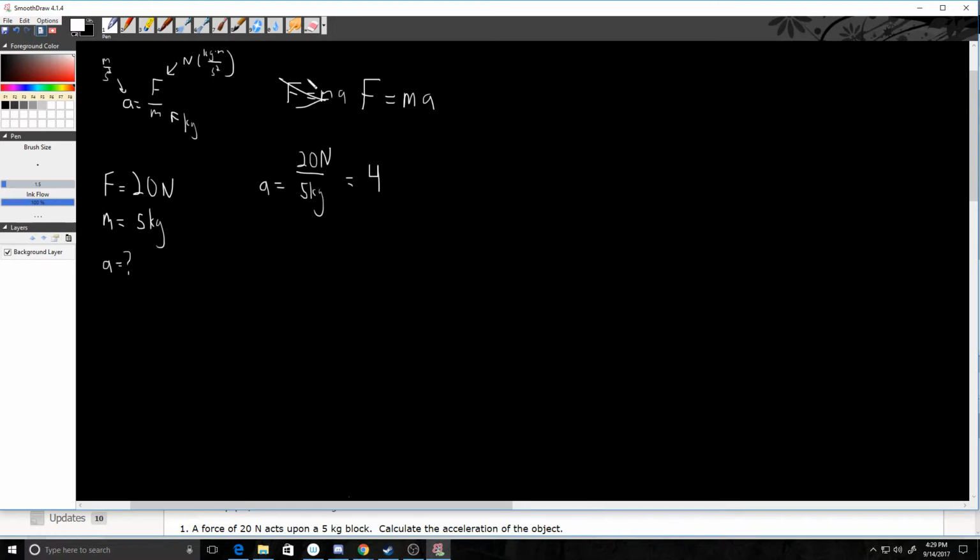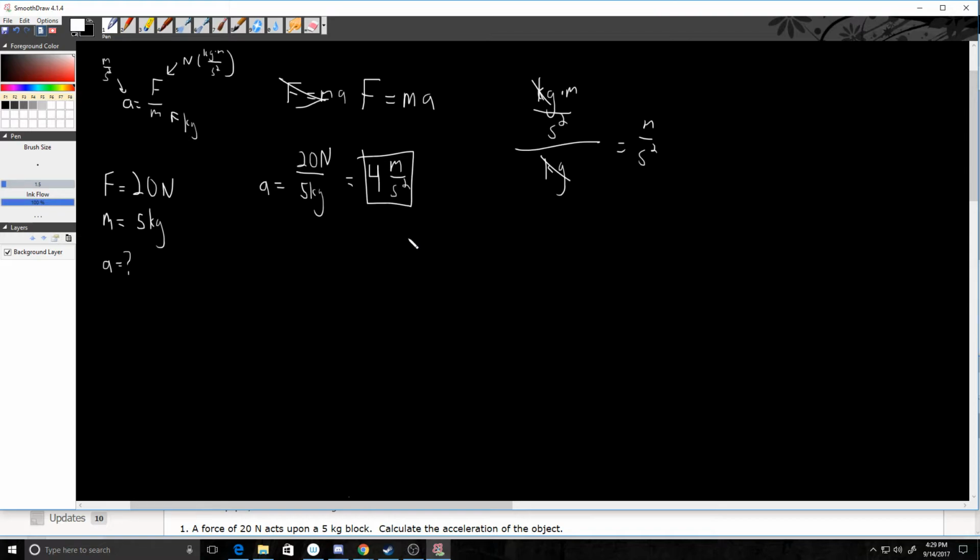Now for units, we know that acceleration is meters per second squared, but in this case, let's use the other unit for force, kilogram meters per second squared, being divided by kilograms. Kilograms cancels kilograms. I'm left with meters per second squared. So 4 meters per second squared. That unit analysis is still pretty important.